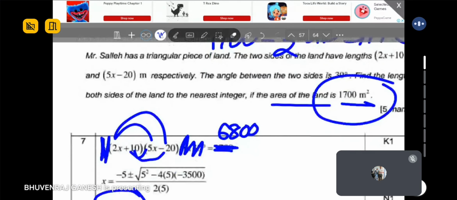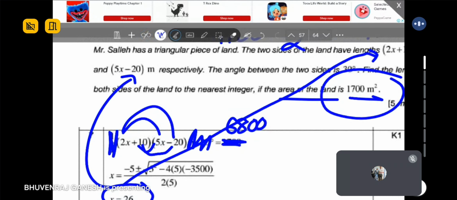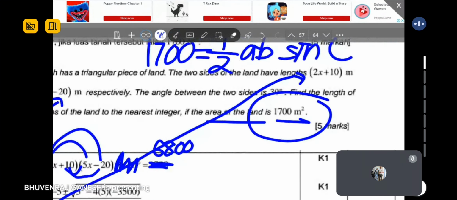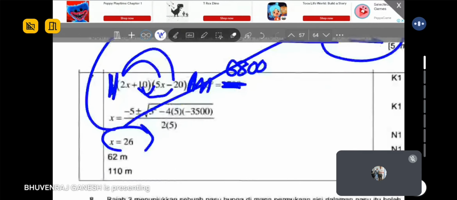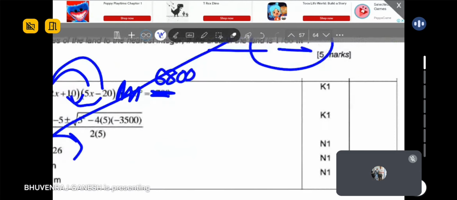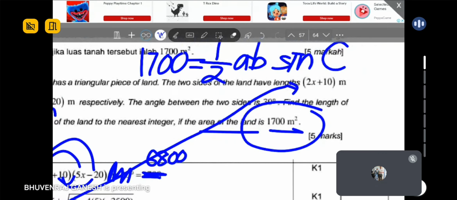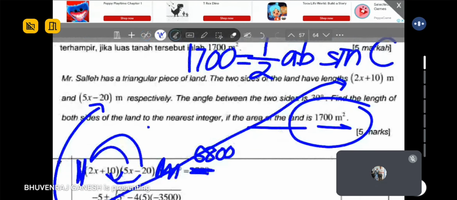Okay, so now you just need to substitute nilai x over here, 5x minus 20, and also over here, 2x plus 10. Okay, then you just press calculator, dapat jawapan. That's all. Understand? So you get 5 marks, 5 markah. Okay, so over here, the important point is, you must give your answer as integer, guys.